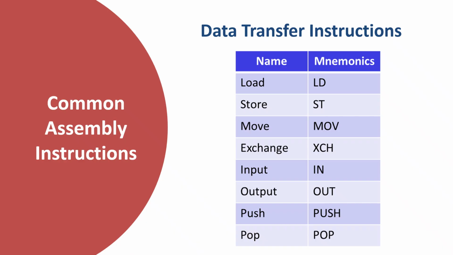Data transfer instructions are used to move data between registers, memory, and input-output devices. For example, move transfers data from one location to another. LDA and STA are used for loading data from memory and storing it back. Stack-related operations like push and pop help with subroutine handling and temporary storage. Instructions like in and out allow communication with input-output devices, making them essential in embedded systems.